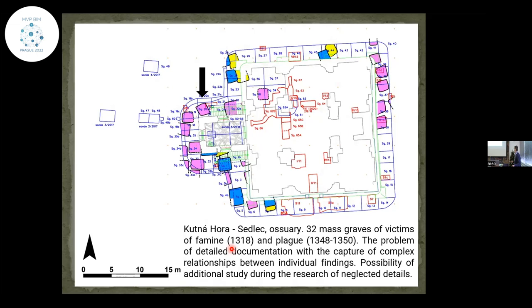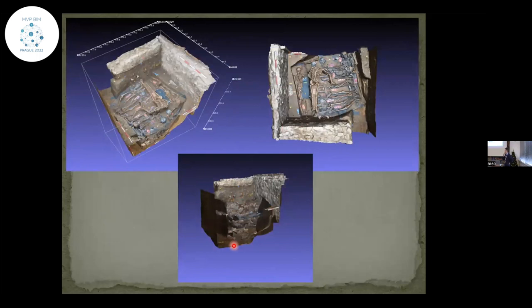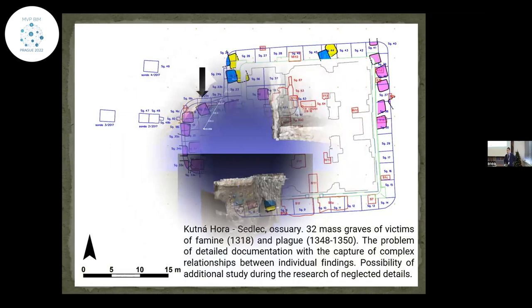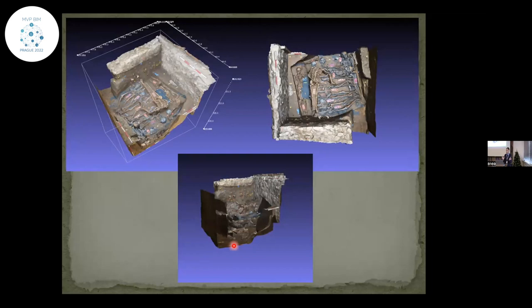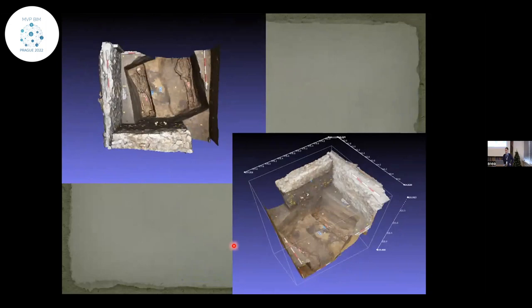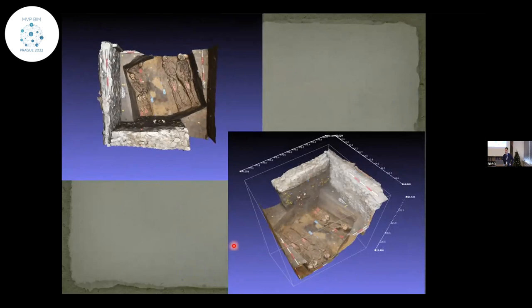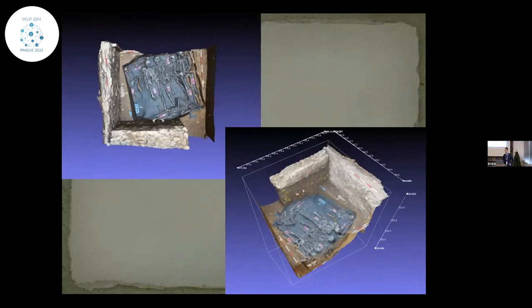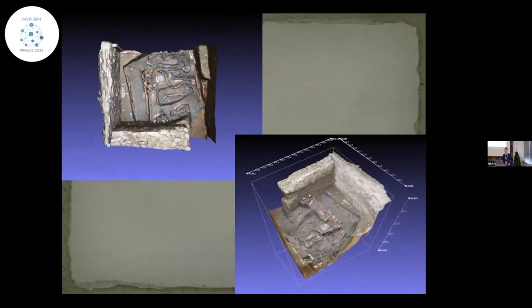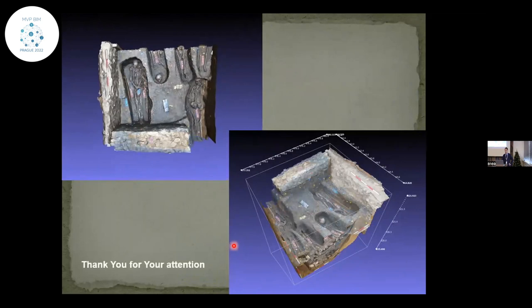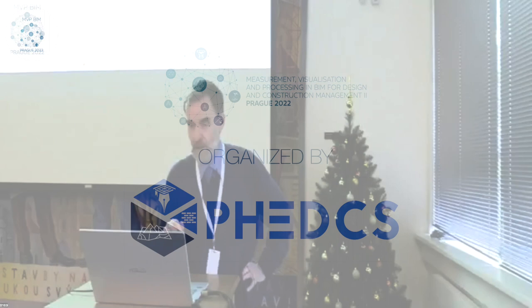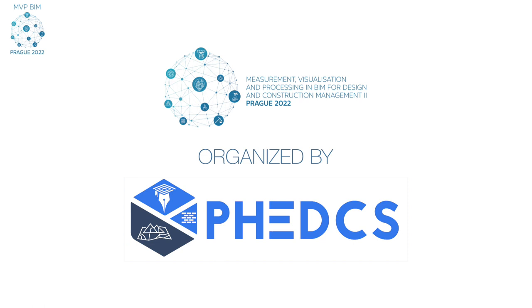That I prepared this. This is an example of one of these mass graves. This one was this black sign, and it is possible to reconstruct a three-dimensional instance of how it was filled from the bottom to the top, and study the fate of these victims of the Black Death. From these mass graves, we have 1,200 skeletons.